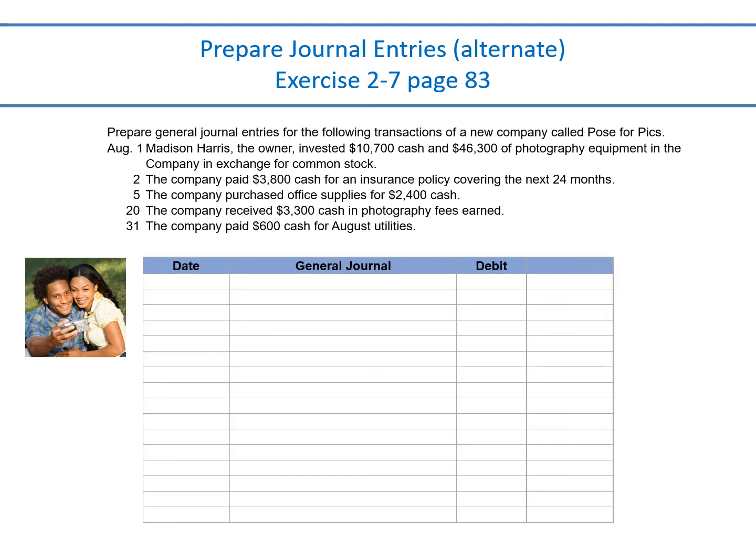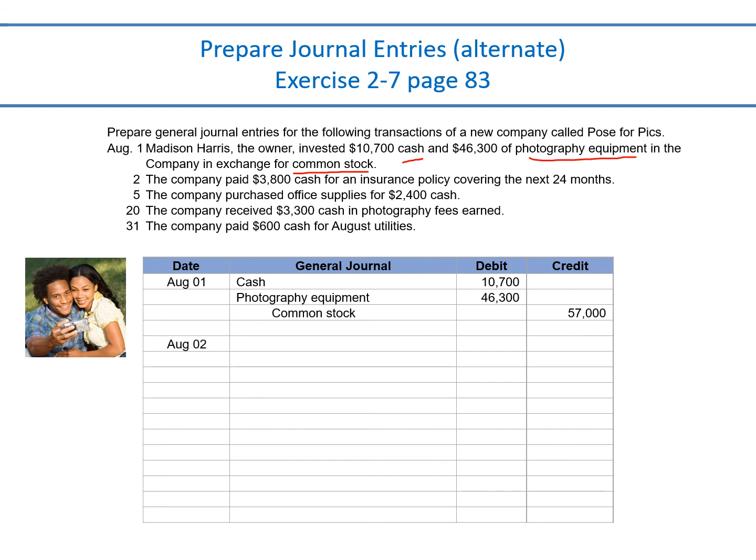Okay, so in transaction 1 on August 1st, Madison Harris invested cash and photography equipment in the company in exchange for common stock. So our three accounts that are affected are cash, photography equipment, and common stock, right? So in order to increase cash, we debit because cash is an asset. We have photography equipment, which is also an asset, and to increase asset accounts, we debit as well. And then common stock is an equity account, and that particular type of equity account is increased with credits. So we have a credit of $57,000.